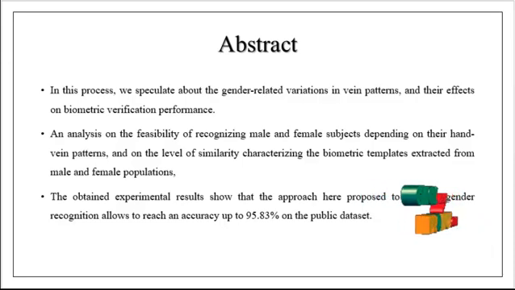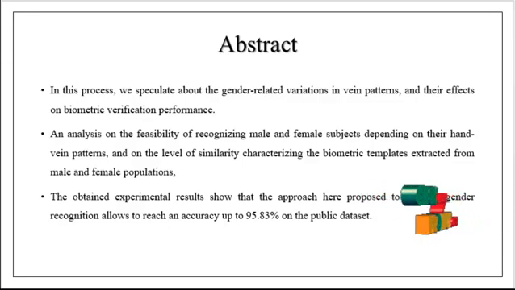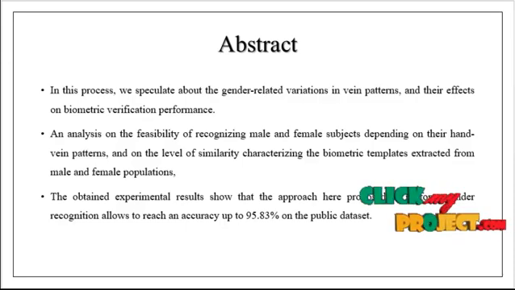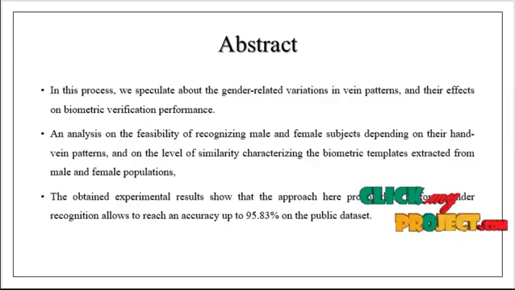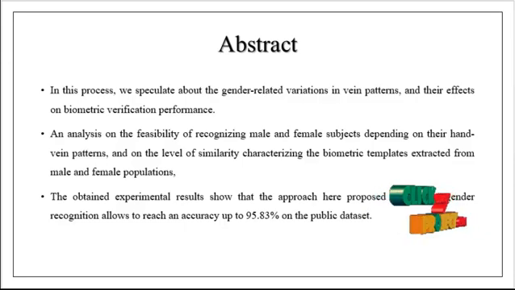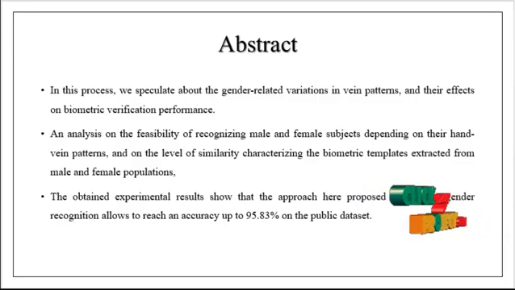The obtained experimental results show the approach works. The proposed method for gender recognition allows reaching an accuracy of up to 95.8% to 99% on the public dataset we have provided. Hence, in this process, we have considered feature extraction, classification, and performance. These three steps play a vital role in this project.